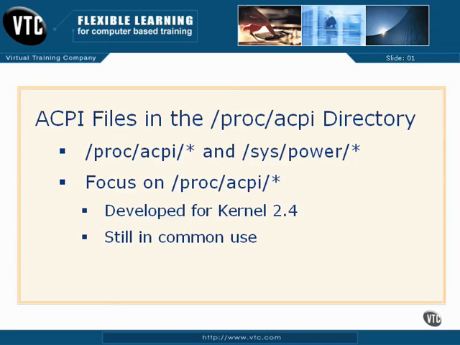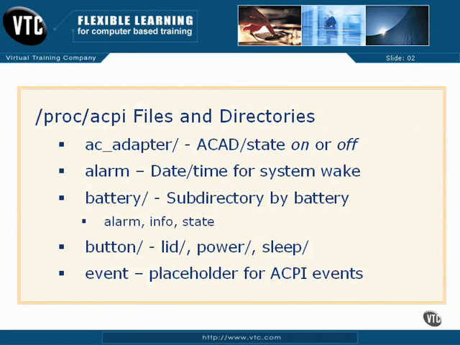While still in common use even today, the settings in these files were originally used for Linux kernel 2.4. New ACPI systems create settings now in the /sys directory, as I discuss in another video. Back to /proc/acpi. Let's examine these directories and files in a bit more detail.